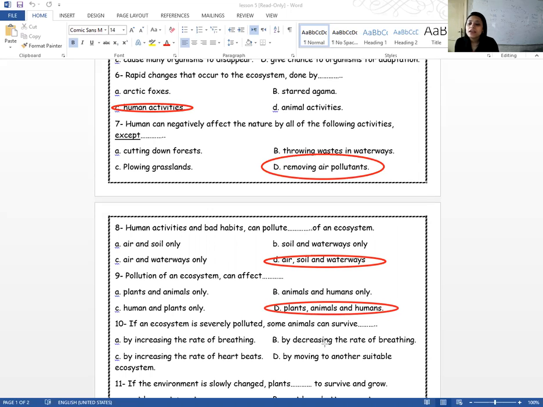Number 10, if an ecosystem is severely polluted, what is the meaning of severely? It means badly polluted. Some animals can survive by what? I said in this session that animals can survive by moving from this ecosystem to another ecosystem so they can survive again, okay? So by moving to another stable ecosystem.